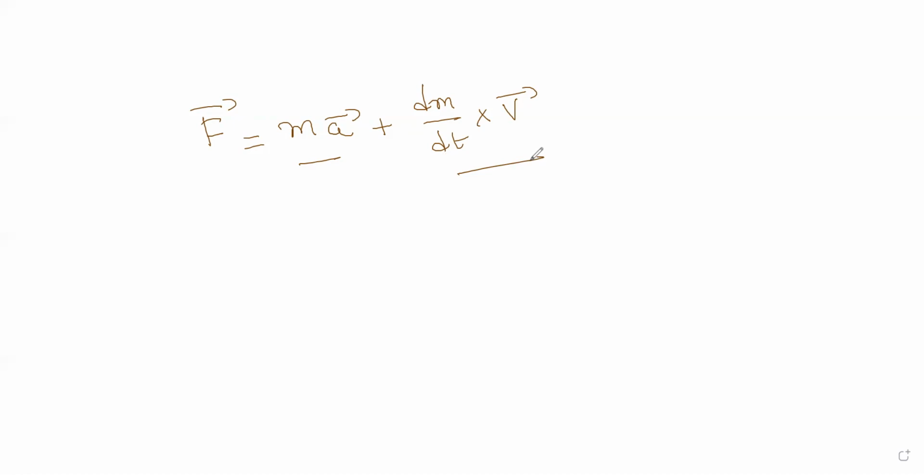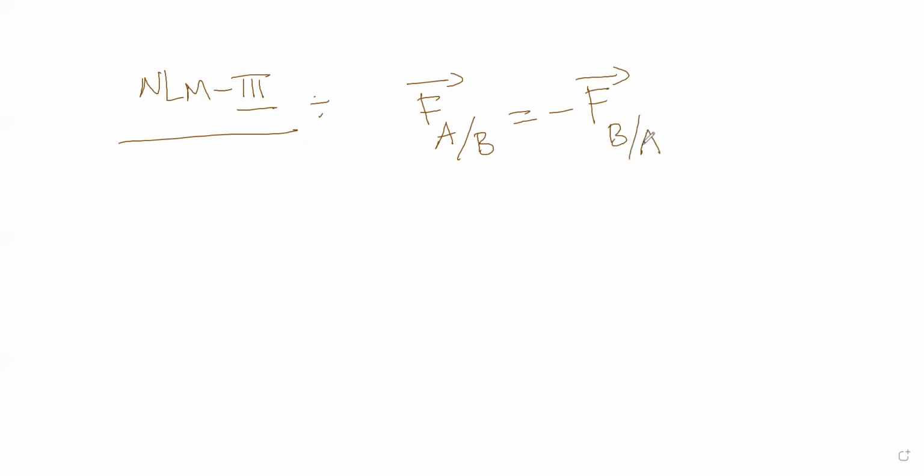The next one is the third law of motion. Newton's third law of motion is what they described. The third law is: for every action there is an equal and opposite reaction, that we know very well. The force that A exerts on B is the negative of the force that B exerts on A. So that is Newton's third law of motion.